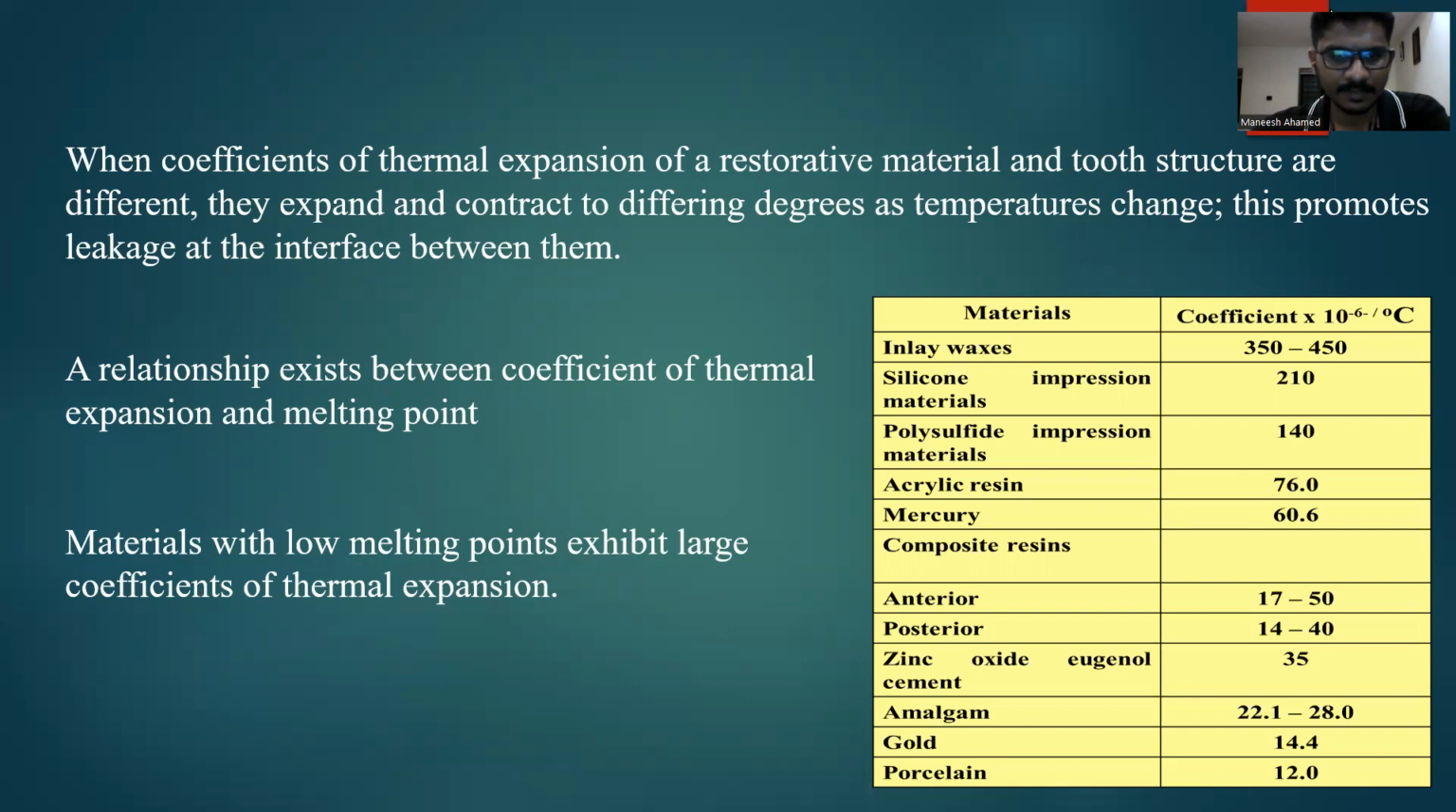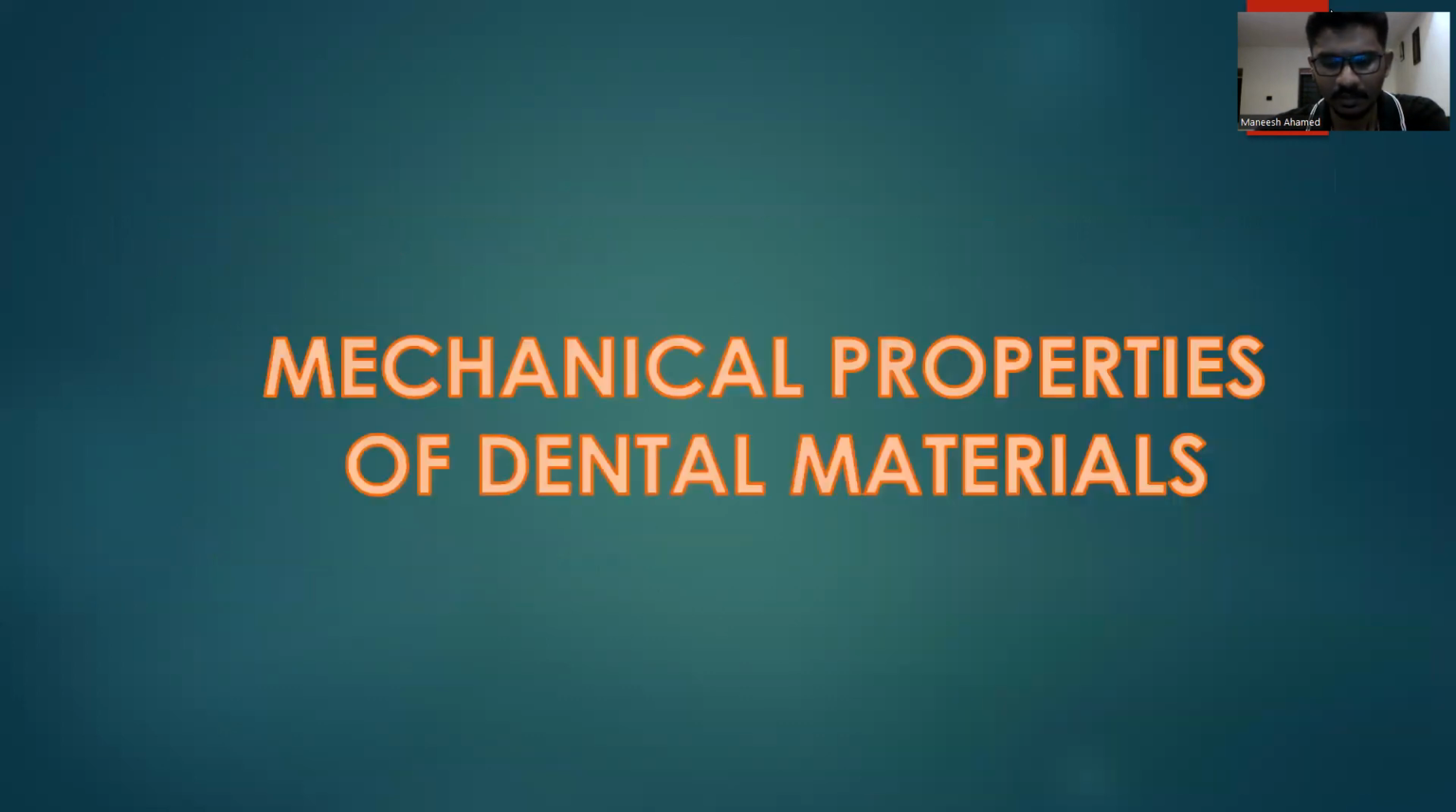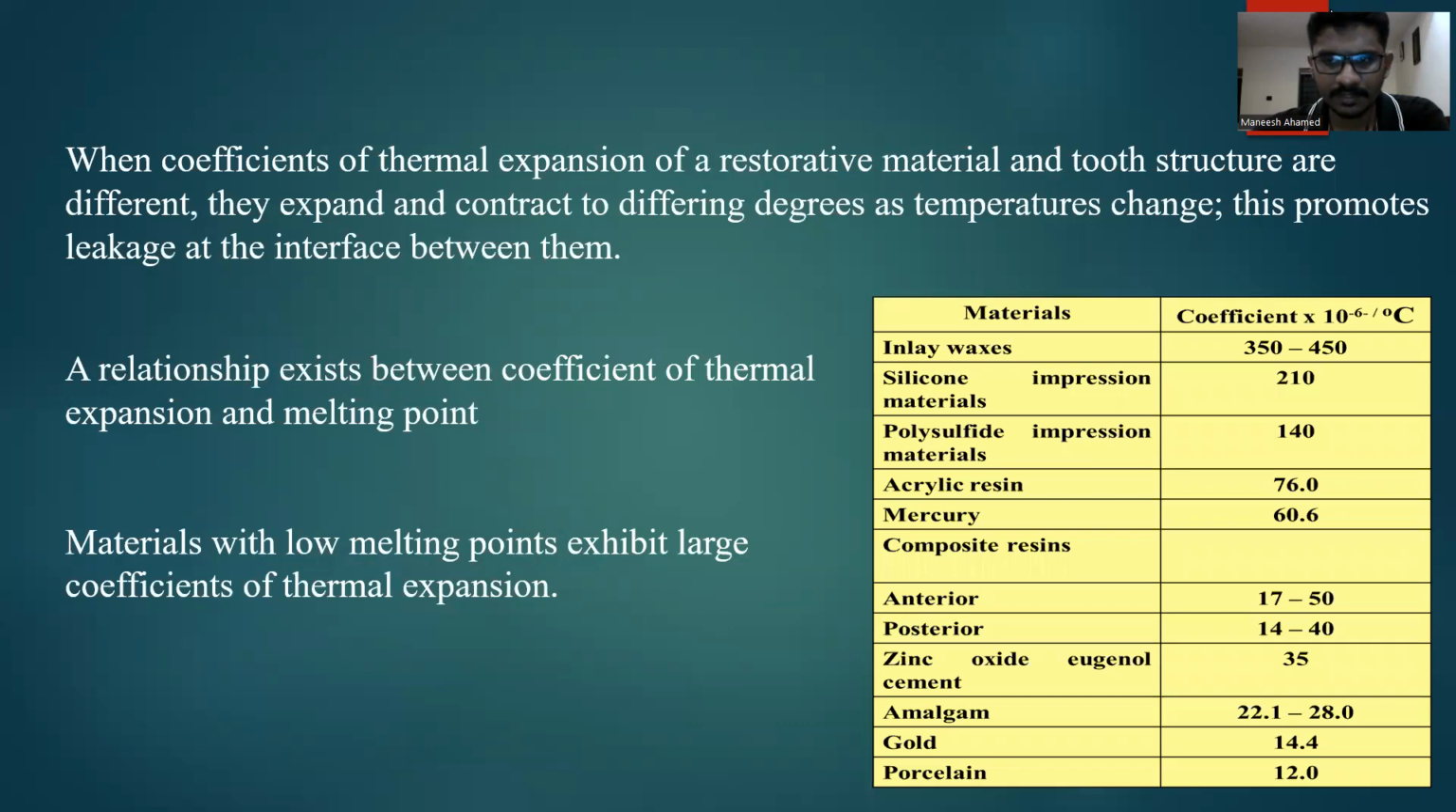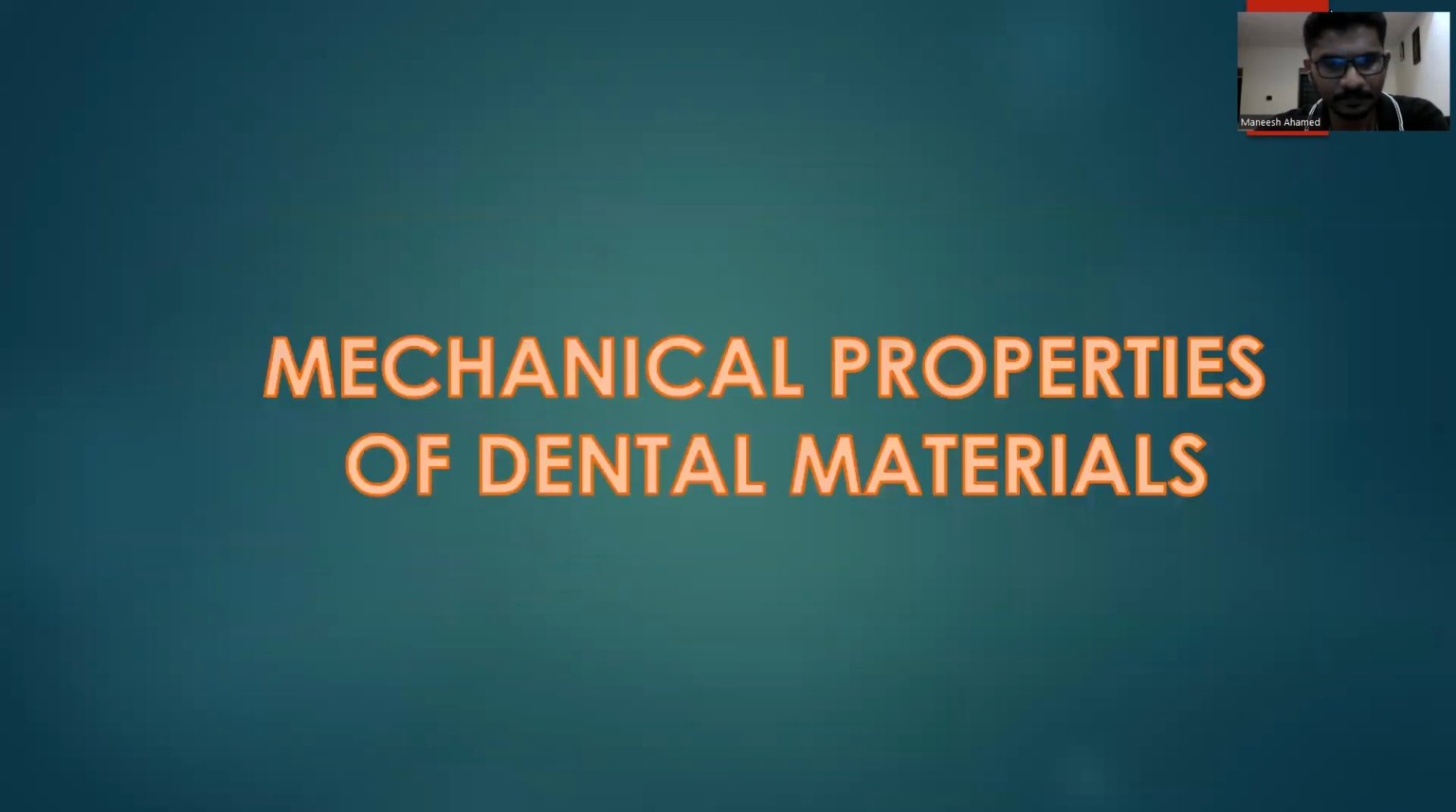A relationship exists between coefficient of thermal expansion and melting point. Materials with low melting point exhibit large coefficient of thermal expansion. This is a chart which explains the coefficient of thermal expansion of inlay waxes, silicone materials and polysulfide impression materials, mercury, composite resins, and metal restorations like amalgam, gold, and non-metals like porcelain, etc.